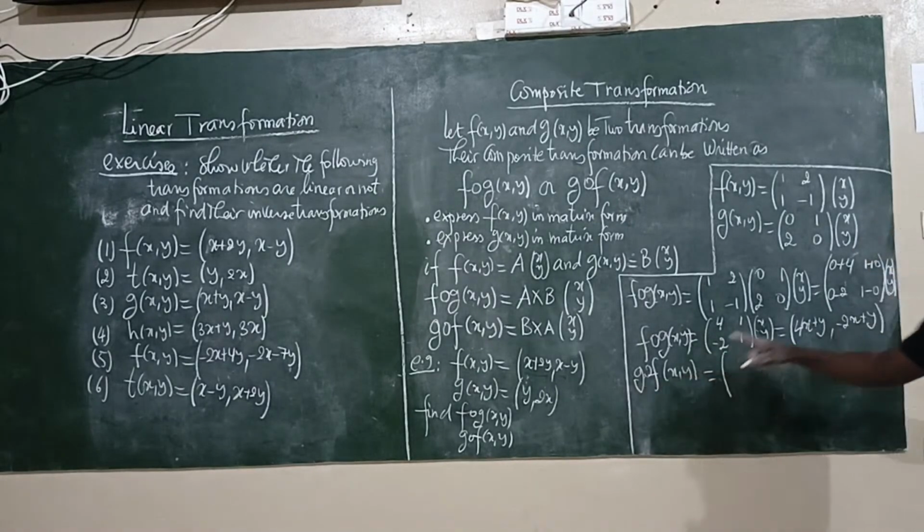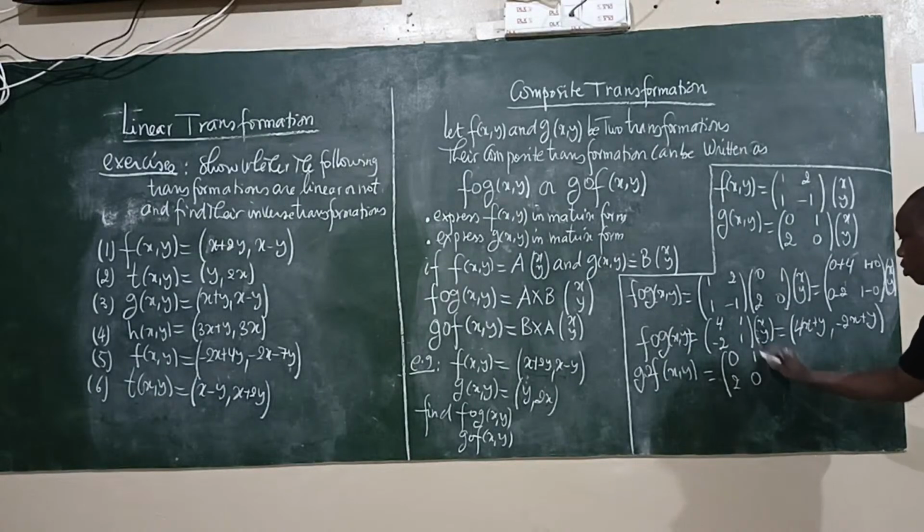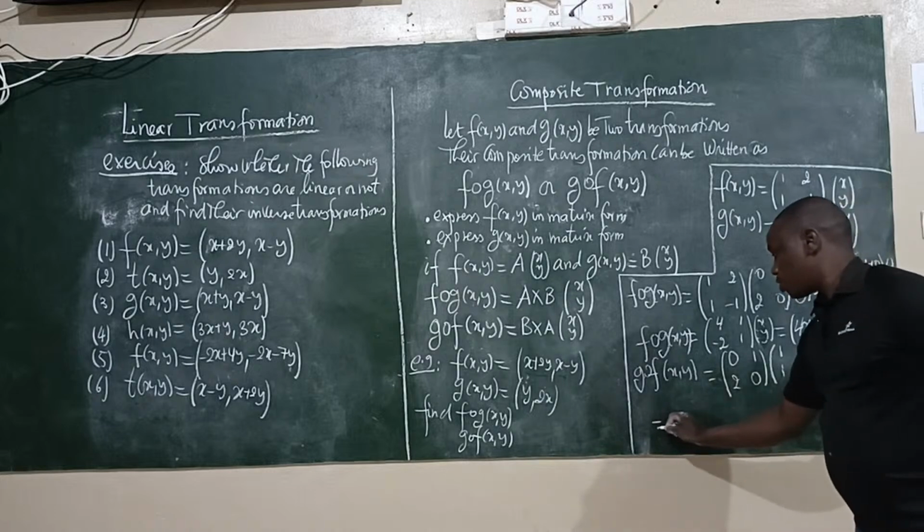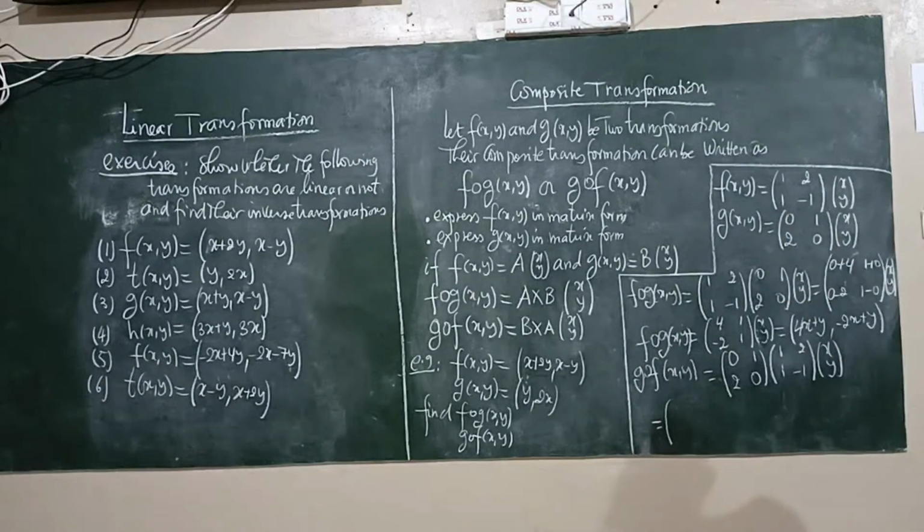Now, what is the matrix for g? The matrix for g was this: 0, 1, 2, 0, times the matrix for f: 1, 2, 1, -1, times (x, y). As you see, this is going to be 0 times 1, that is 0, plus 1 times 1, that is 1.